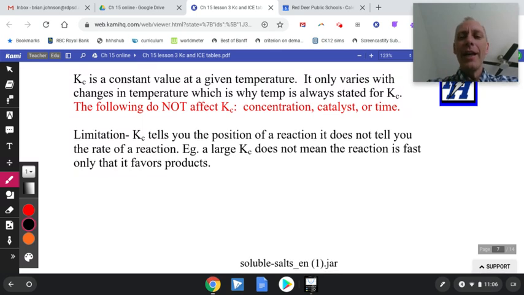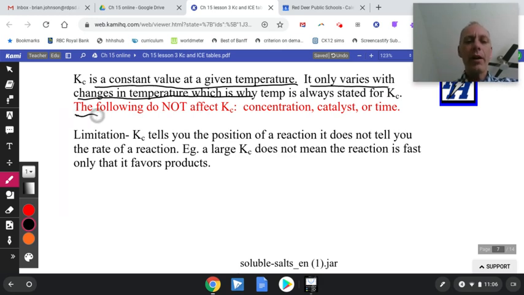Okay, I digress. So the equilibrium constant is a constant value at a given temperature. You'll notice that they always say Kc is this value at this temperature. And this is a really important little concept: it only varies with changes in temperature. If you heat a reaction up, its Kc value changes. If you cool it down, its Kc value changes. Here's the weird part.